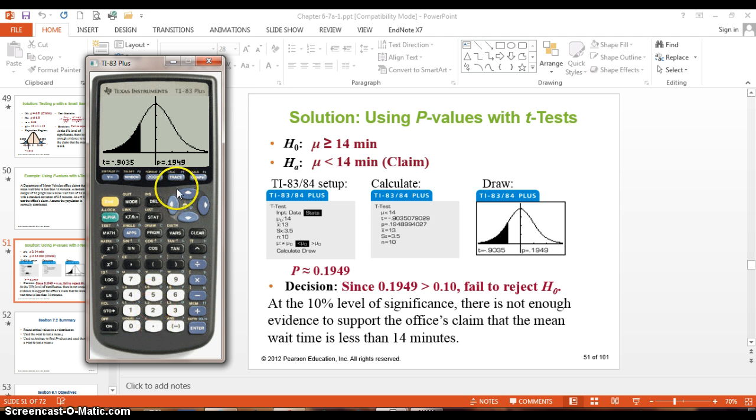Looking at our p-value here, we get a p-value of 0.1949. If it's smaller than alpha, then we can reject the null hypothesis. Alpha in our problem was 0.1, so it's not smaller. Therefore, we can't reject the HO. We have to keep the HO around. So at an alpha level of 0.1, we don't have enough evidence to support our claim that the mean wait time is less than 14 minutes.